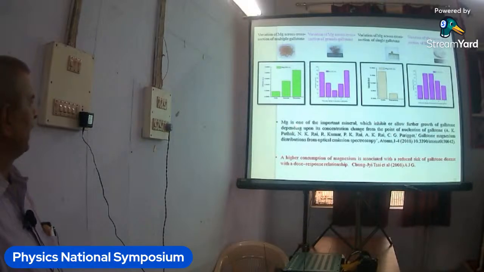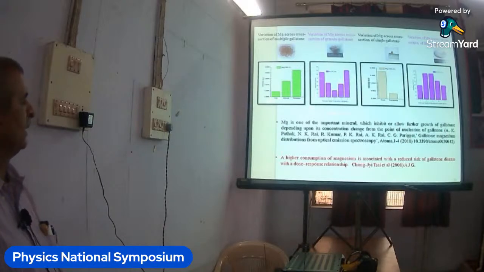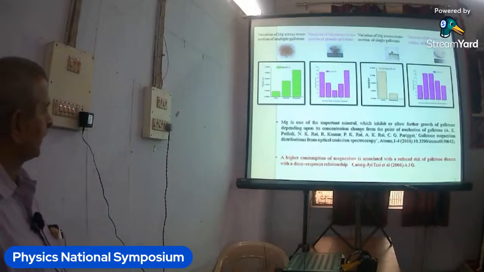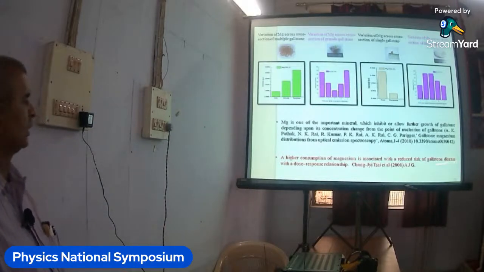So in conclusion, what did we find? Magnesium is one of the important minerals which inhibit or allow further growth of gallstone, depending upon the concentration change from the point of deformation of the gallstone. This result is already published in atoms, and this result is supported by these two researches. Therefore, the gallstone magnesium distribution from optical vision spectroscopy is clear, and the conclusion is that a higher consumption of magnesium is associated with a reduced risk of gallstone.